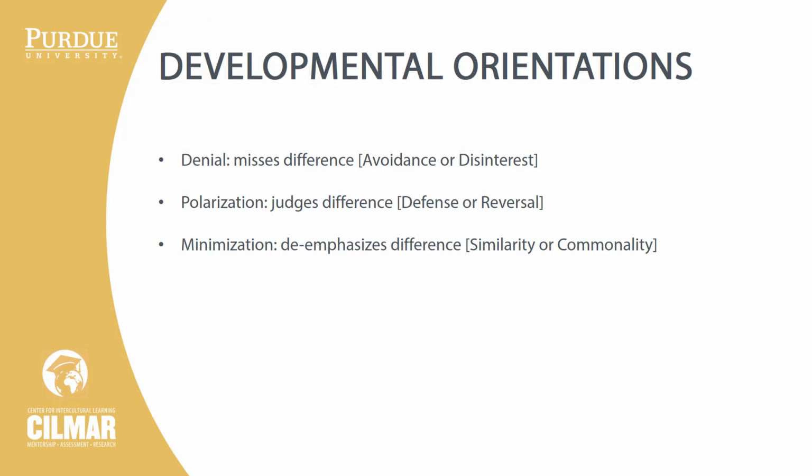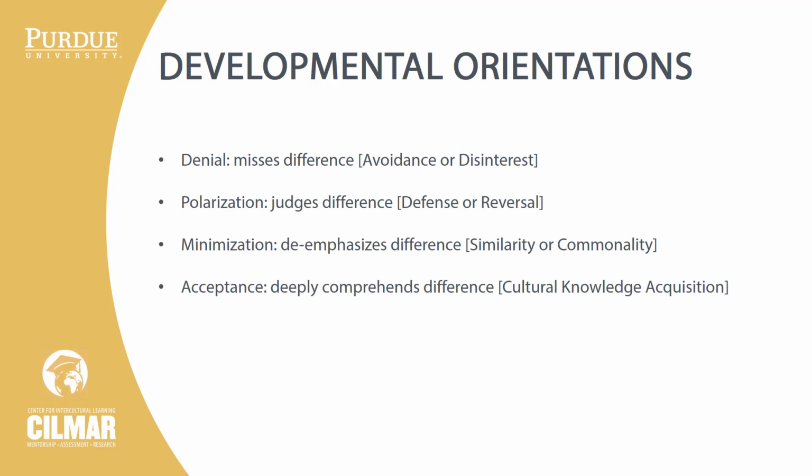The next orientation is acceptance. At this stage, we begin to deeply comprehend differences that we noticed in polarization and minimization. However, now we are beginning to recognize that those differences are equally important to things that make us similar. At the acceptance stage, we are beginning to bring into equilibrium the importance of similarity and difference.